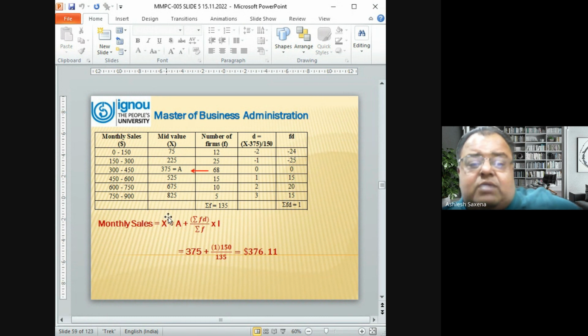Go back to the formula. X bar is equal to A plus summation FD upon summation F into I. A is your 375. Summation FD is 1. Your I is 150. And your summation F is 135. Mean comes out to be 376.11.